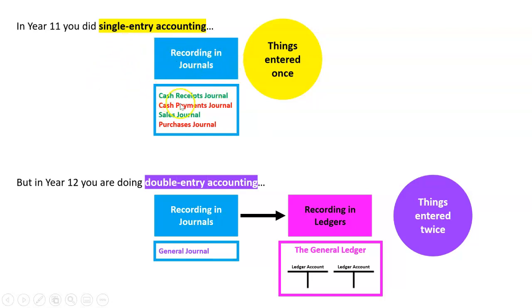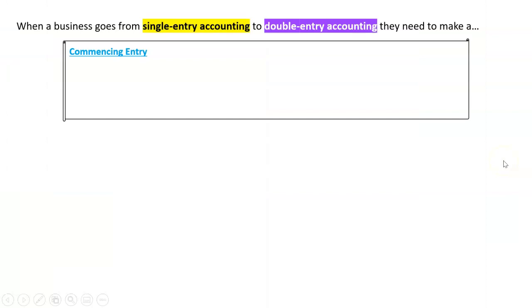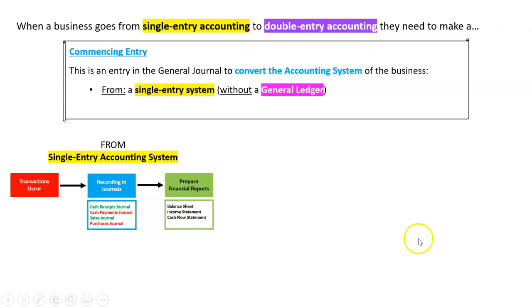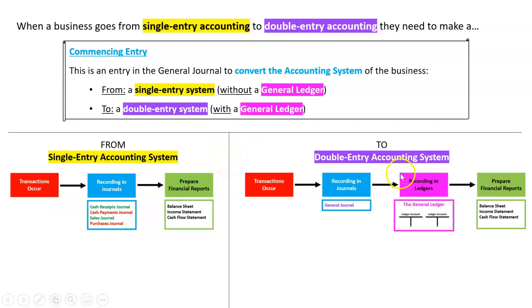We're going from this system where things were entered once to this system, double entry accounting, where things were entered twice. So to do that, we're going to need what's called a commencing entry. What is that? This is an entry in the general journal to convert the accounting system of the business from a single entry system, so over here, and that doesn't have a general ledger, so no ledgers there. And we're going to convert it to the double entry system here, which is the exact same. We've just got this extra step here called recording in ledgers.